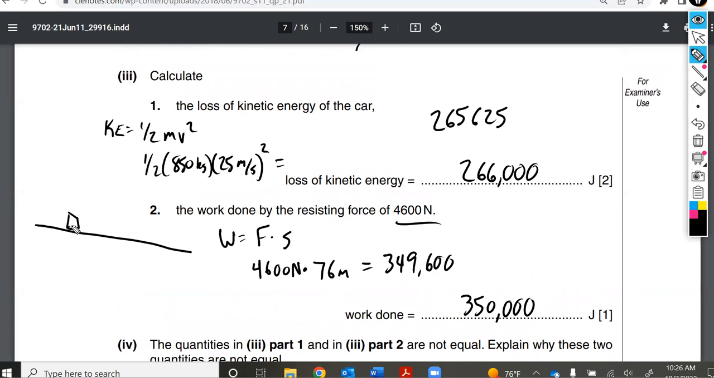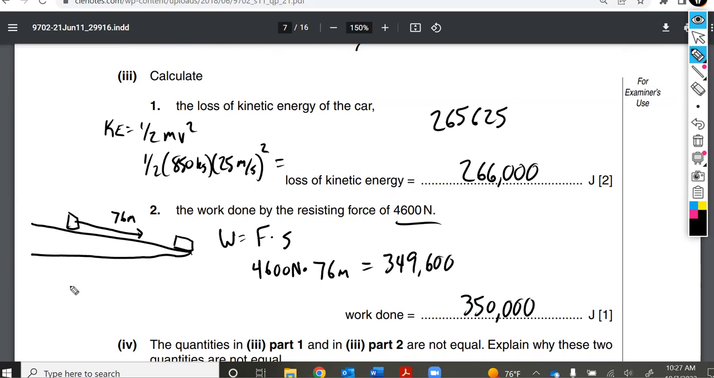It was a car that was going down like this, 76 meters, then it was brought to rest. So 76 meters, and there was a force going against it. And so the resistive force was this much. The work done by the resistive force was 350,000, but it only lost 266,000 joules of kinetic energy. How much energy are we missing? Let's start with that. I'm going to use the 349,600 minus this number, 265,625. All right, so we're missing some energy here.